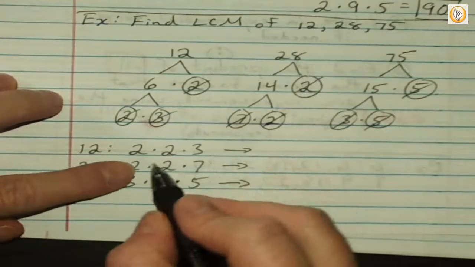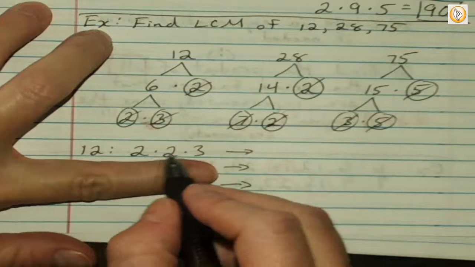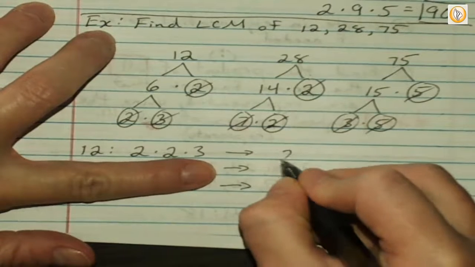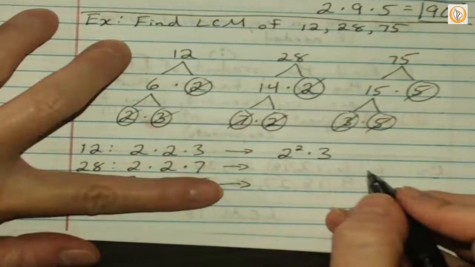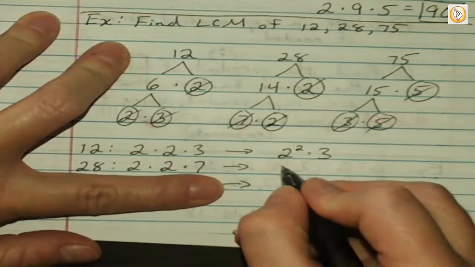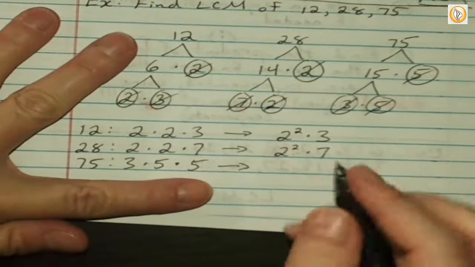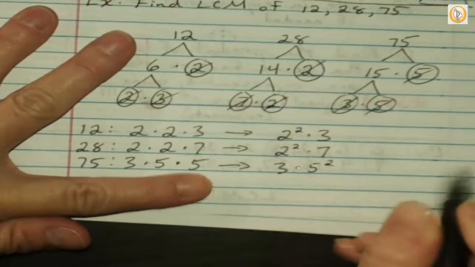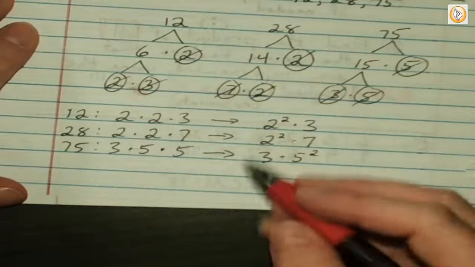All right, so Tanner, can I write the prime factors of 12 in exponential form? Yes. How would I do that? 2 to the 2nd power times 3. Good job. Atalia, 2 to the 2nd power times 7. And then Joseph. 3 times 5 to the 2nd power. Okay, so I'm going to stop right there. Y'all write that down and raise your hand if you have questions about what we just did.